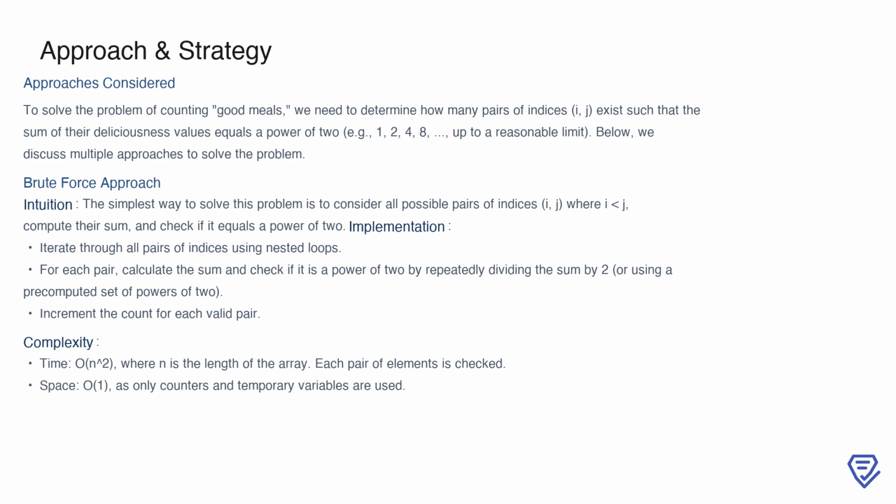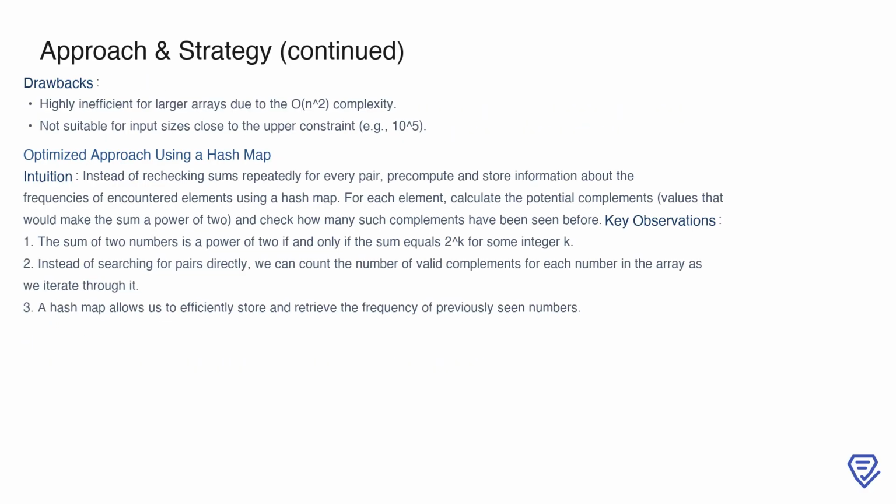While this method is simple and intuitive, it has a time complexity of O(n²), because we examine every possible pair, and it uses O(1) space since we only need counters and temporary variables to keep track of results. However, as we'll see, this approach is not efficient enough for larger input sizes. The brute force approach, while simple, has significant drawbacks. Its O(n²) time complexity makes it impractical for larger arrays, especially when the input size approaches the upper limit of 100,000 elements. To address this inefficiency, we turn to an optimized approach that leverages a hash map.